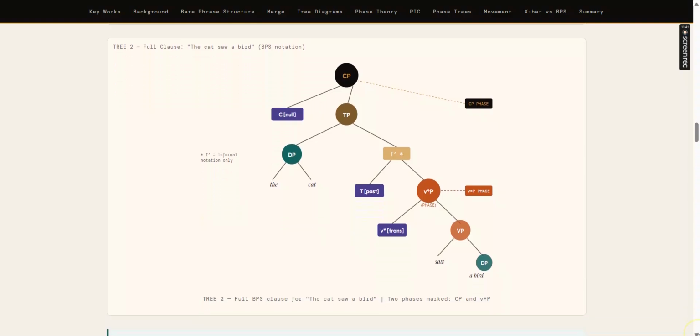Then the full clause, it is CP. So starting from here, you added DP, DP, then to complete VP, here V, then here it is showing cross, then T, tense phrase, here it is: the cat saw a bird.